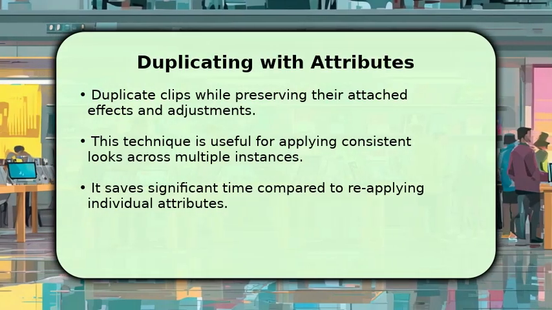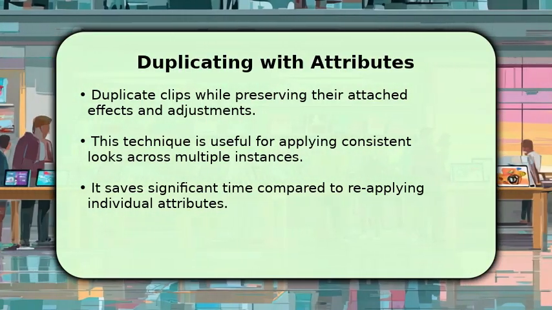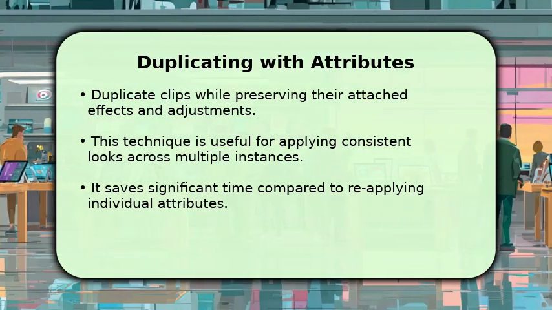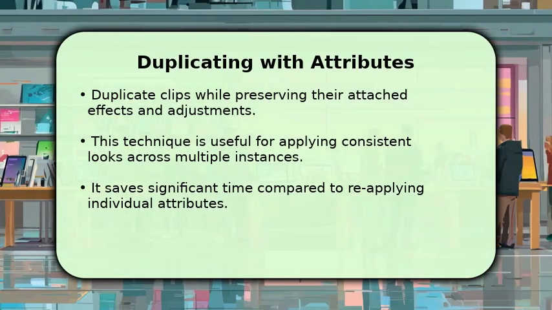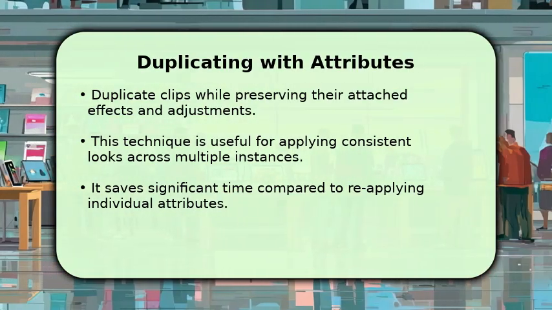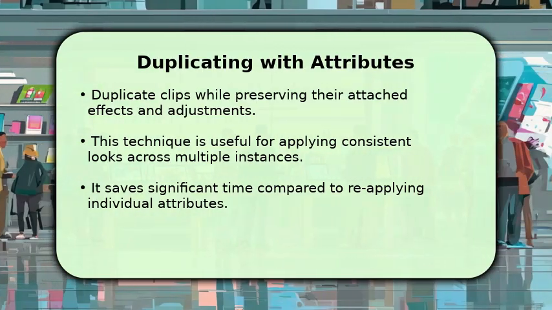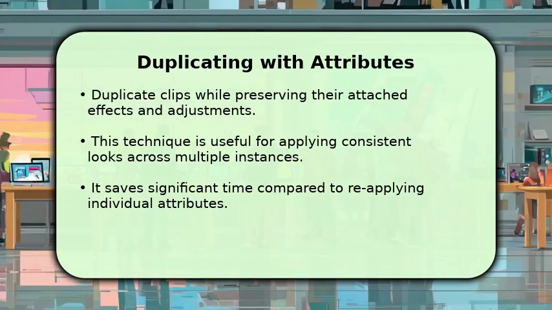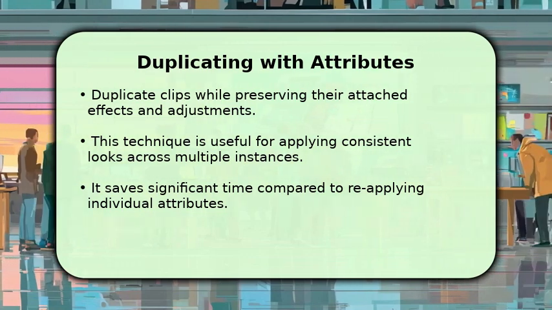When you need to duplicate a clip along with its applied effects, simply hold down the Alt key on Windows or Option key on Mac. While holding the key, click and drag the selected clip to your desired new position on the timeline. This action creates a direct copy, carrying over all attributes like color grades, transitions, and audio adjustments. It's an incredibly efficient way to maintain visual and auditory consistency across your project, saving you valuable time.